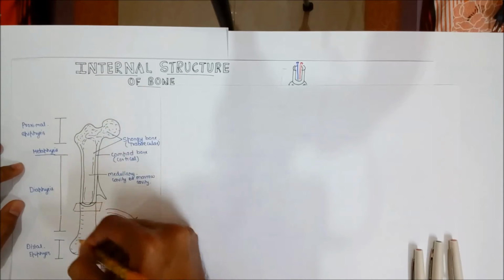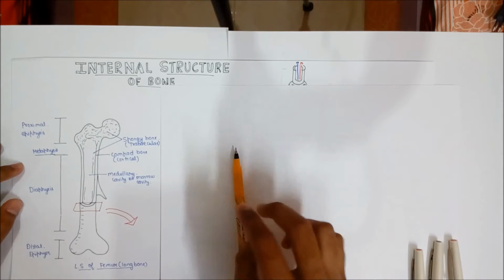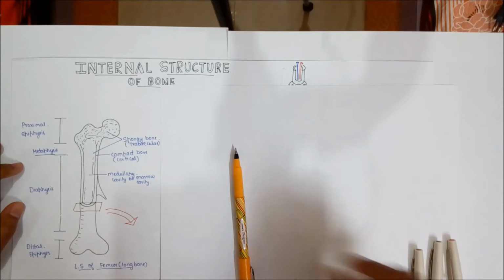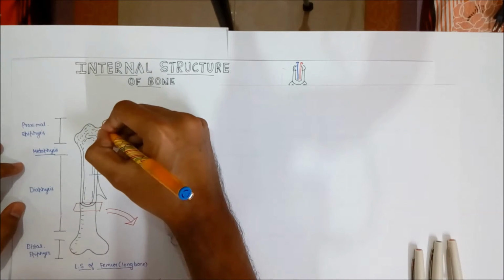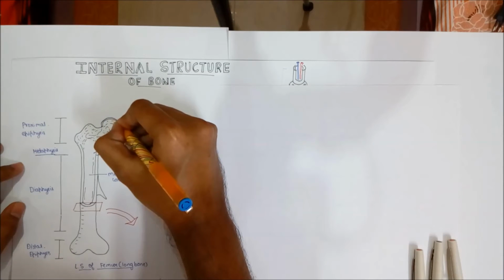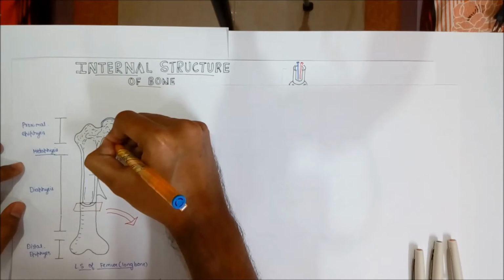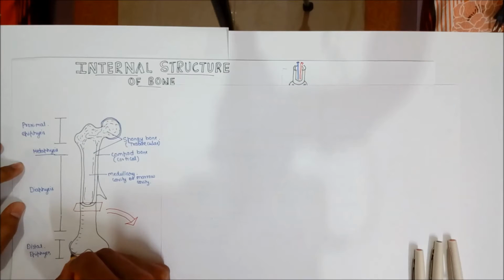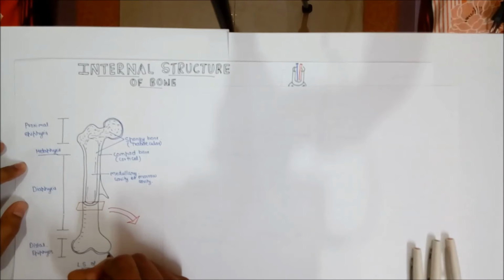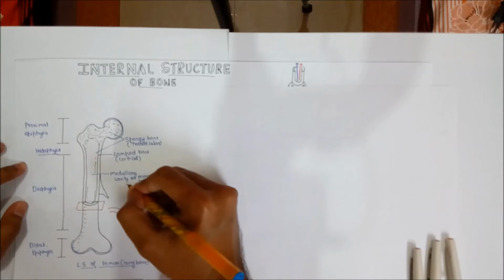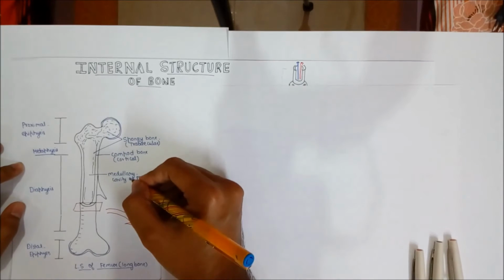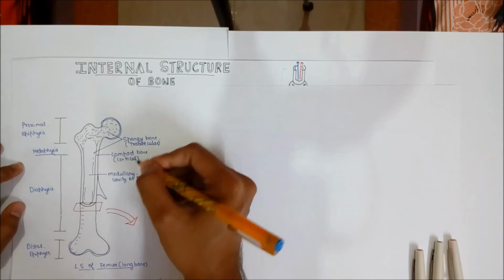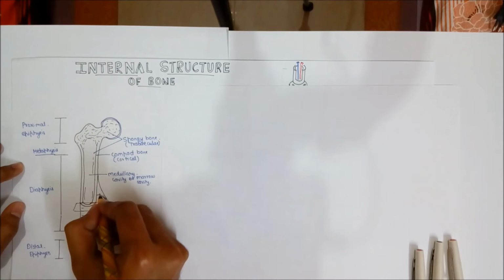Now the entire bone, except this articulating surface of the bone, this and this, the whole bone is wrapped or enclosed or surrounded by a sheath or a membrane called periosteum.